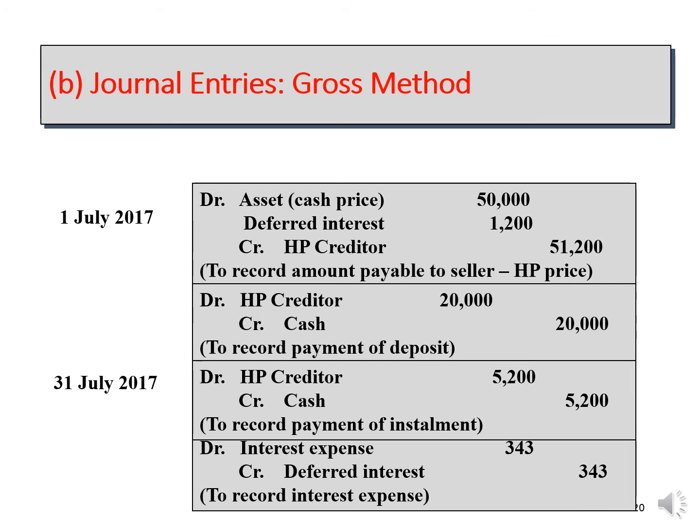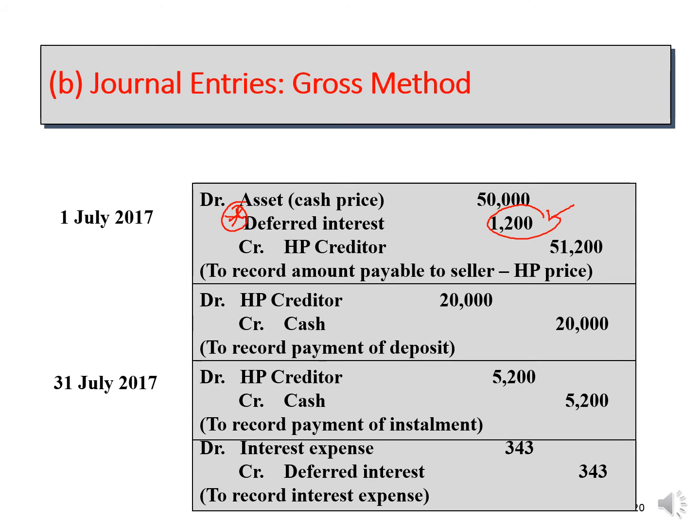As for the gross method, the total interest that you have computed, you will record as deferred interest. For the gross method, you have an account called deferred interest. This is the account for you to record your total interest that you have computed, which is 1,200. The deferred interest of 1,200 will be amortized over the hire purchase period.